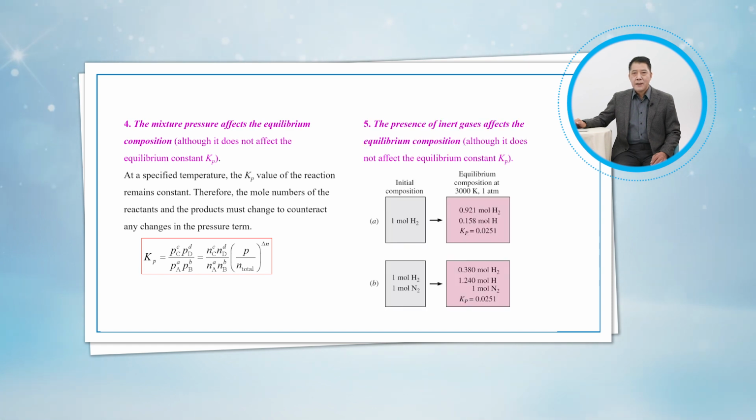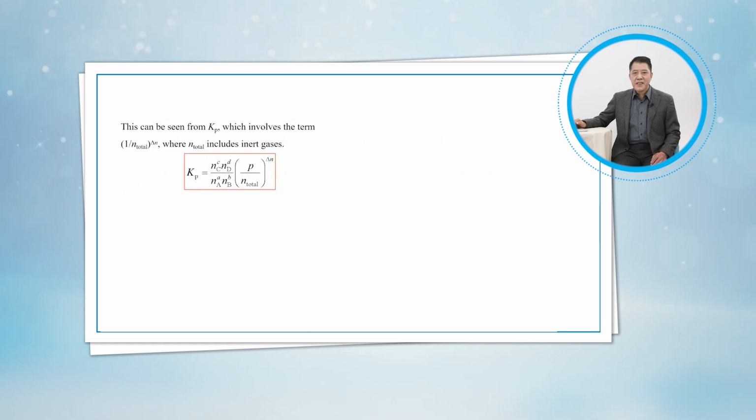Fifthly, the presence of inert gases affects the equilibrium composition. This can be seen from Kp, which involves the term N total to the power delta N, where N total includes inert gases. Sixthly, when the stoichiometric coefficients are doubled, the value of Kp is squared.